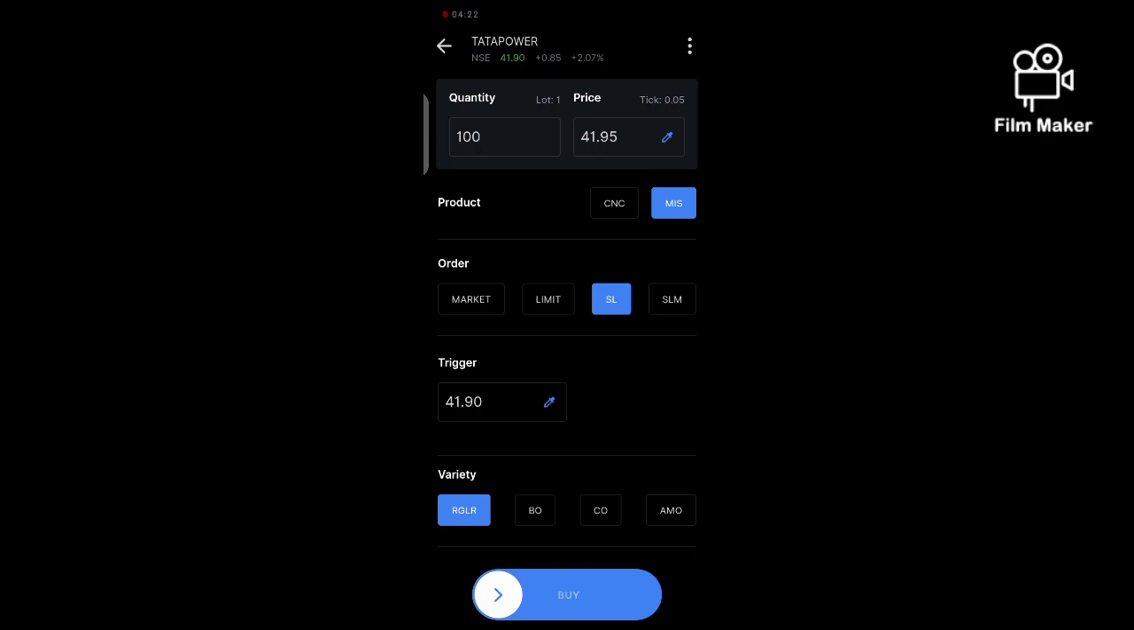Now we'll see what is a stop loss market order, that is SLM. In an SLM, you cannot choose the price again, but you can only choose the trigger price. This means you can choose a trigger price, suppose it is 41.9, but you cannot choose the exact price at which you want to buy back. But in a stop loss order, you can do that. In SLM, you cannot do that.